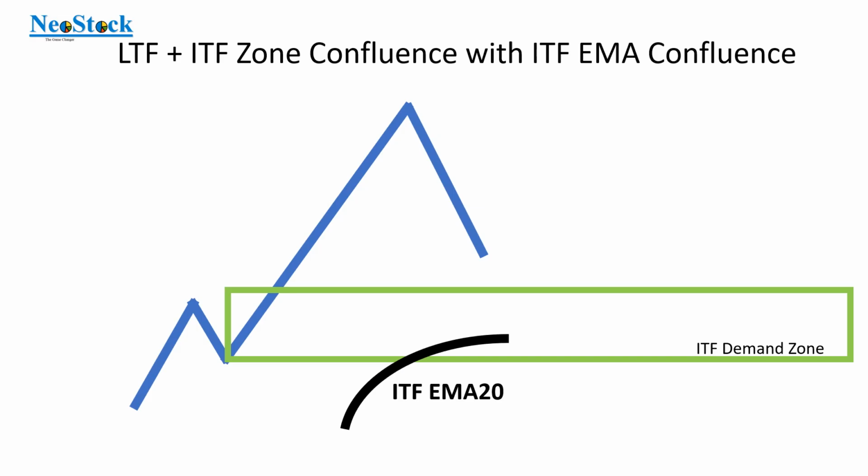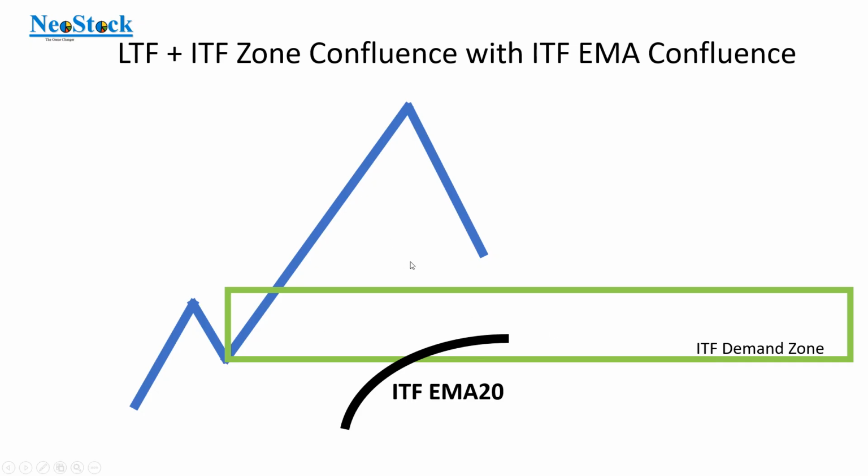Okay, now look into this example, you will get better clarity. What kind of zone is it? This is an ITF demand zone. Same concept you can also apply to supply zone. That's why I am not giving you multiple examples. But please understand, whatever you are learning for the demand zone, same concept as is, you can apply to the supply zones also.